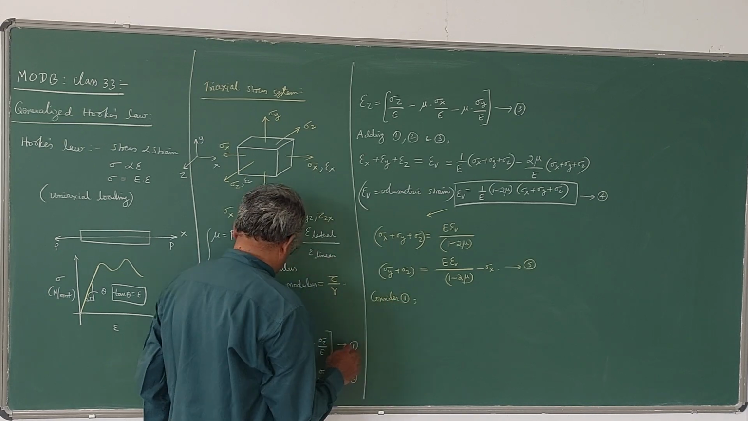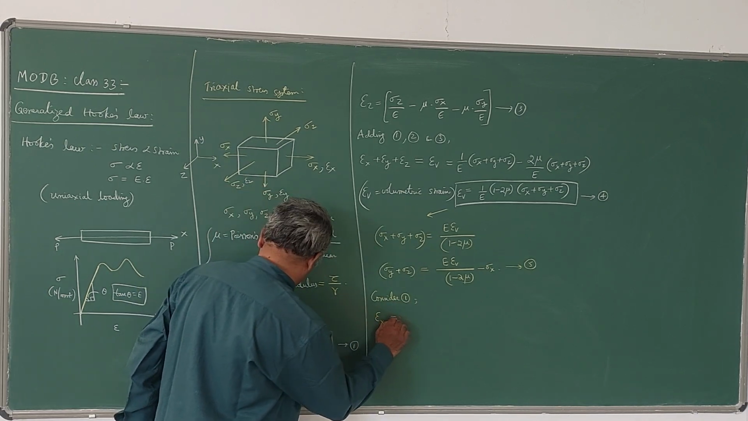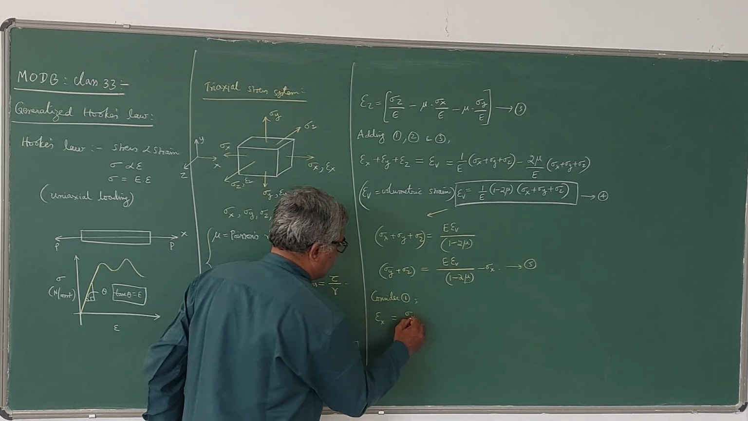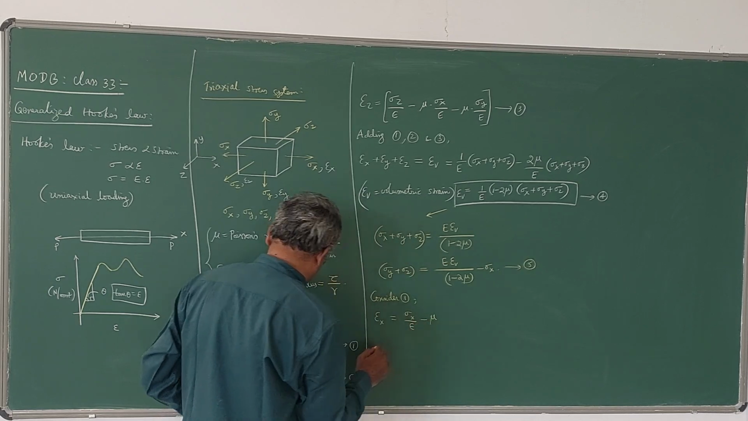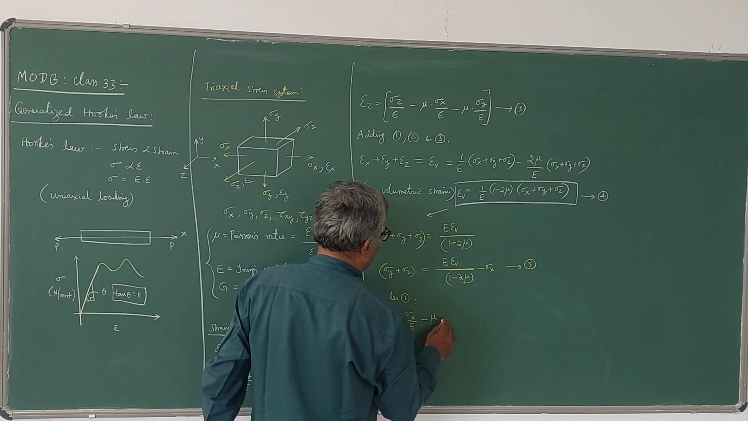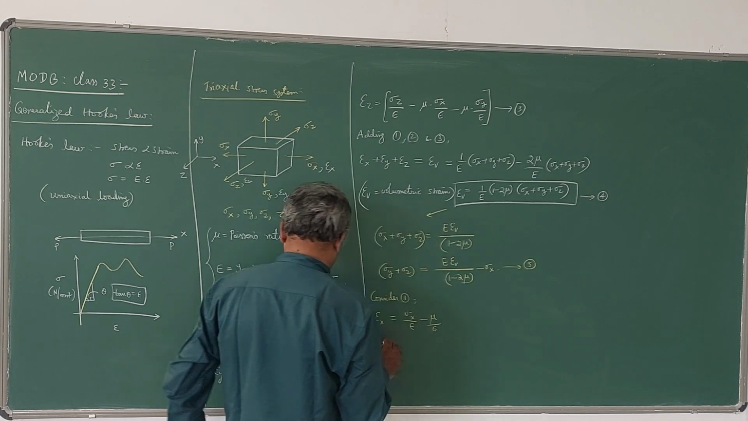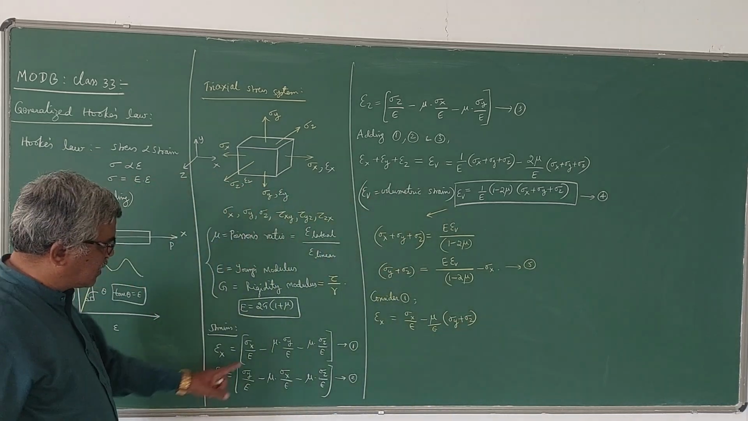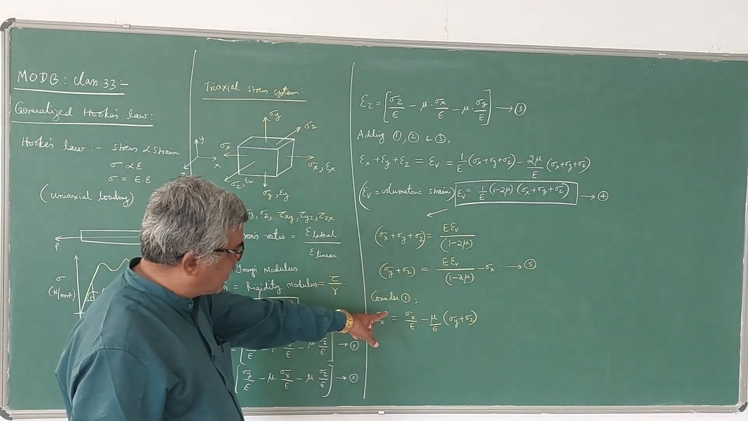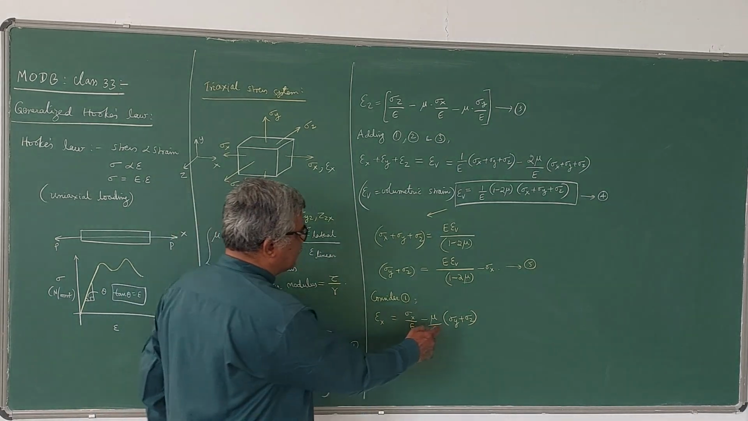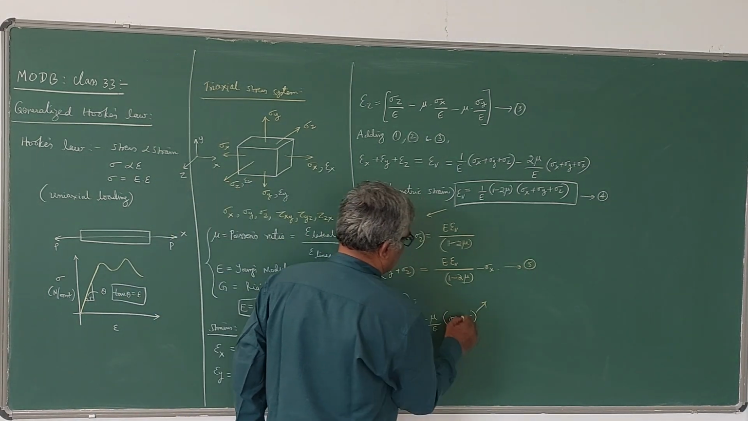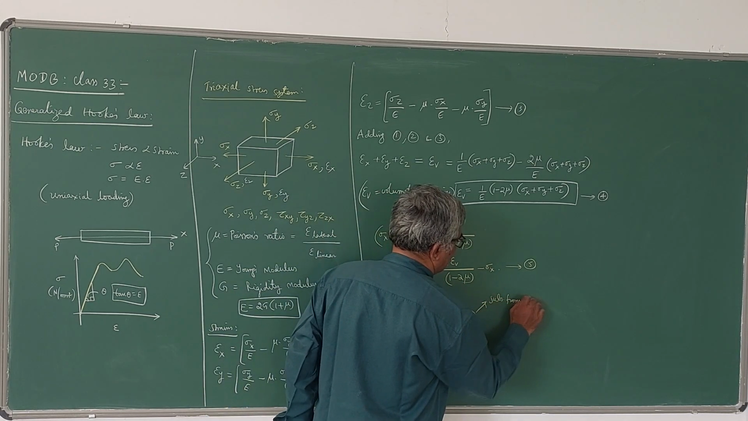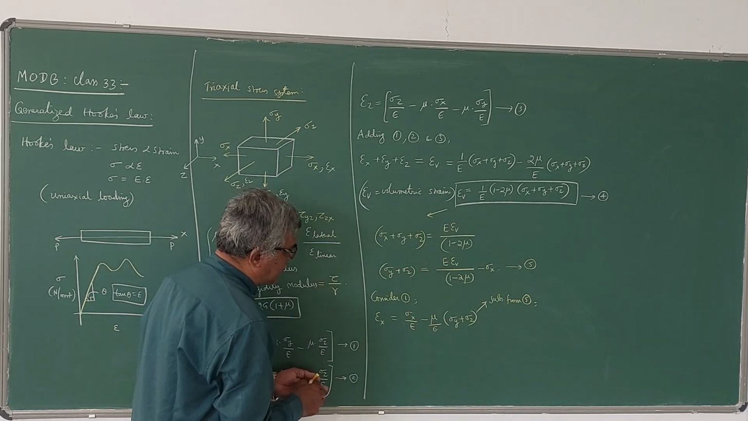Consider equation 1. It states epsilon x is equal to sigma x by E minus mu by E times sigma y plus sigma z. I can combine these two terms, taking minus as common so that this becomes plus. Now for this sigma y plus sigma z, I will substitute from equation 5. Let me see what we are going to get.